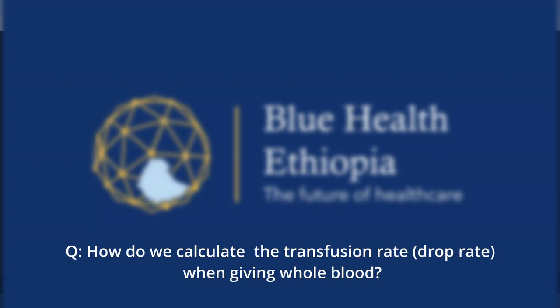Okay, doctor. Thank you. So the next question is by Malcolm. How do we calculate the transfusion rate or drop rate when giving whole blood? It depends on the clinical condition of the patient and the ambient temperature, environmental temperature. If you know the hemoglobin of the patient and you desire to, that calculation is not usually practiced. The desired hemoglobin minus the current hemoglobin times weight of the patient times 3 can give you a rough estimate of the amount or the volume of blood, but that is not very important.